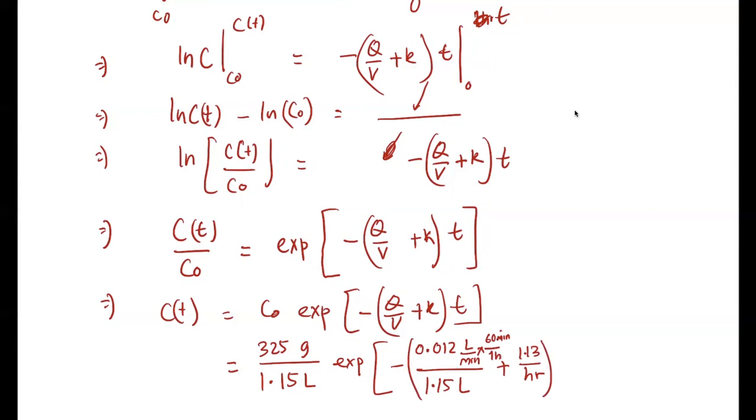So the answer would be, let's see, a little cancel. So this will be 1 hour times time would be 1 hour. Okay, so you can solve that. The answer would be in terms of gram. If you see everything is canceled out, so this would be gram per.